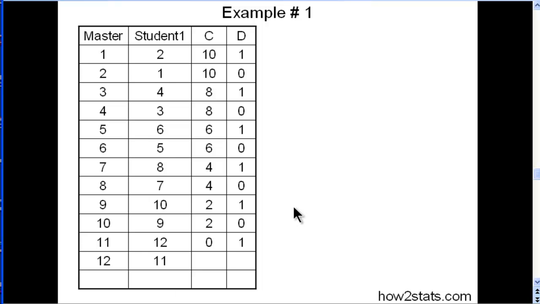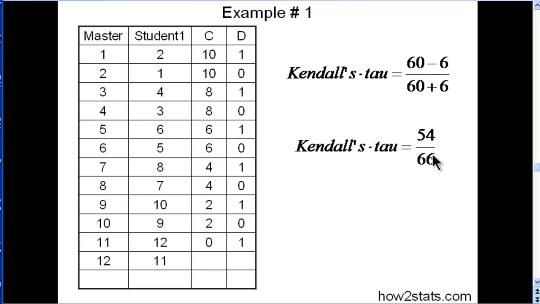The next step is to simply sum these concordant pairs, the values: 10 plus 10 plus 8 plus 8 plus 6 plus 6, 4 and 4 and 2 and 2 and 0. And what do you get? You get a sum of 60 concordant pairs. If you sum all these values in the column, and you sum all these values in this column, you get 60 minus 6 discordant pairs divided by 60 plus 6, and then you get 54 divided by 66 based on the Kendall formula, and then you get a value of 0.818. And this is the Kendall's tau coefficient.